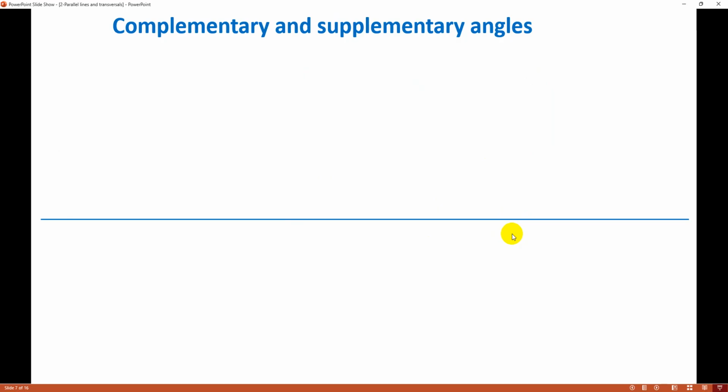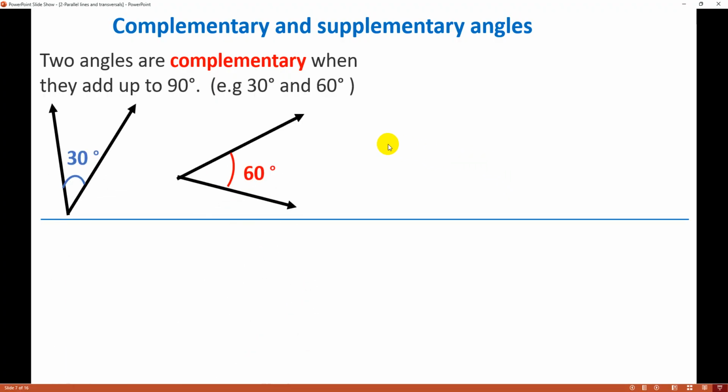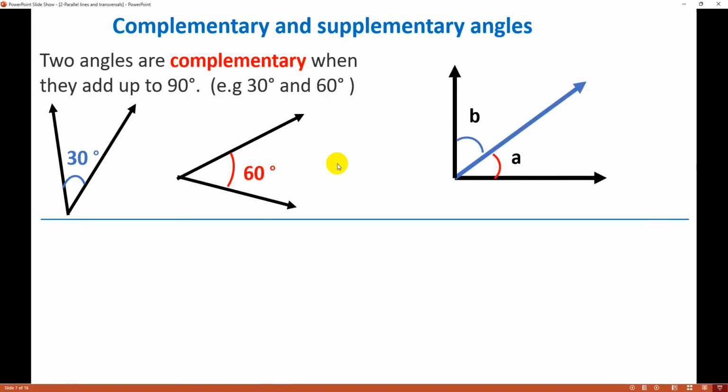Now let's take a look at the concept of complementary and supplementary angles. Two angles are complementary when they add up to 90 degrees. For example, a 30-degree angle and a 60-degree angle. They are complementary because if you add 30 plus 60, you get 90 degrees. If they give you a graph like this, you understand that this is a perpendicular angle formed by these two rays, those two black rays. So A plus B will be 90 degrees. So A and B are complementary.